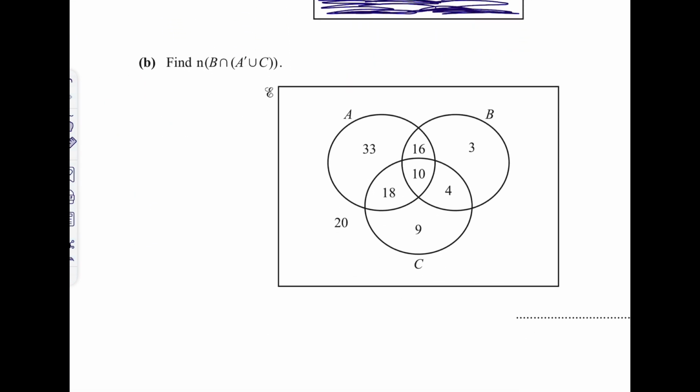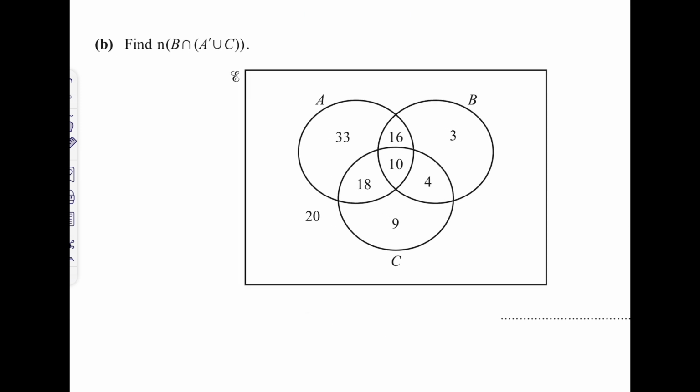The next part says find the number of elements in B intersection, A complement union C. Now how many elements do you have in A complement? A complement would involve 3, 4, 9 and 20. So basically add up 20 plus 9 plus 4 plus 3. That gives me 36. Union with C. That means you also have to add whatever is in C, but do not repeat. That means we have not counted 18 and 10, so we have to add them as well. 18 and 10. That gives me 64. Now how many of these are within B? As you can see, 10, 4 and 3 are within B.